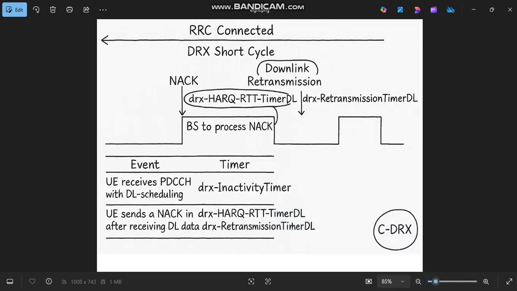So as a continuation of the older video, in RRC connected, what if we get an erroneous signal from the base station to UV? At that time, we'll have a negative acknowledgement from UV to the base station. In order to process that negative acknowledgement, we should give a certain amount of time to the base station to think what went wrong. So at that time, the UV will give the base station time to think. That timer is DRX HARQ RTT timer downlink.